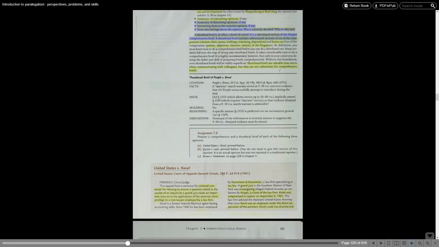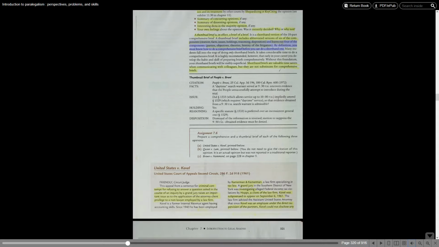A thumbnail brief is, in effect, a brief of a brief. It is a shorthand version of the 10-part comprehensive brief. A thumbnail brief includes abbreviated versions of 6 of the components: citation, facts, issues, holdings, reasoning, disposition, and leaves out 4 of the components: parties, objectives, theories, history of the litigation.